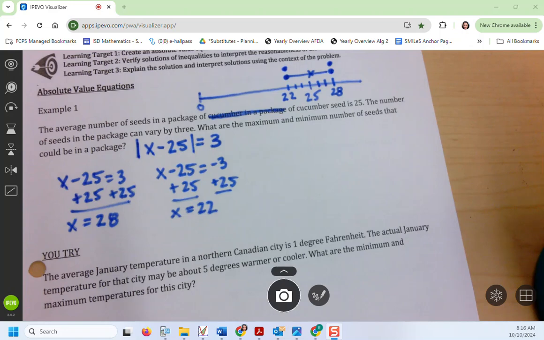Okay, so I'm going to pause for about 30 seconds for processing, and then we're going to put a little formula on this.